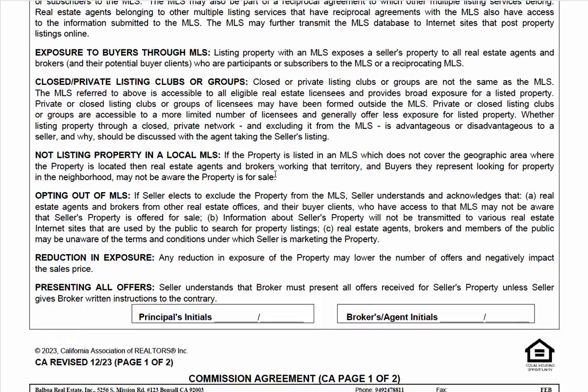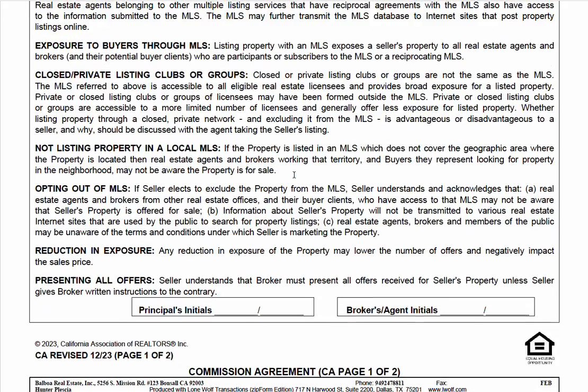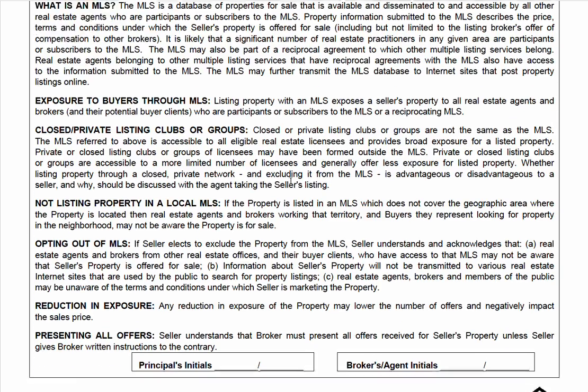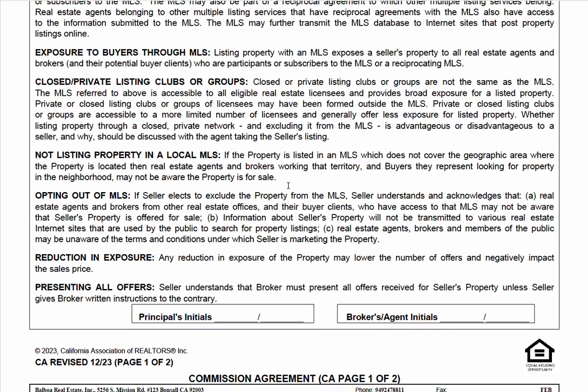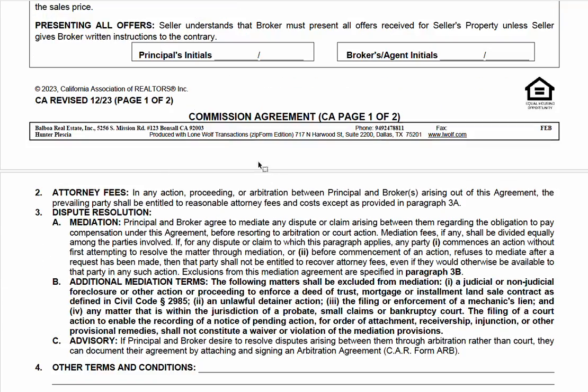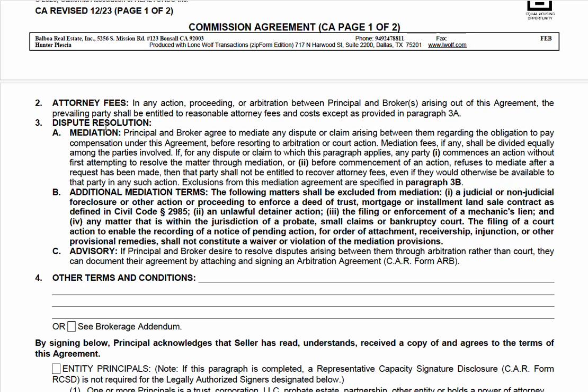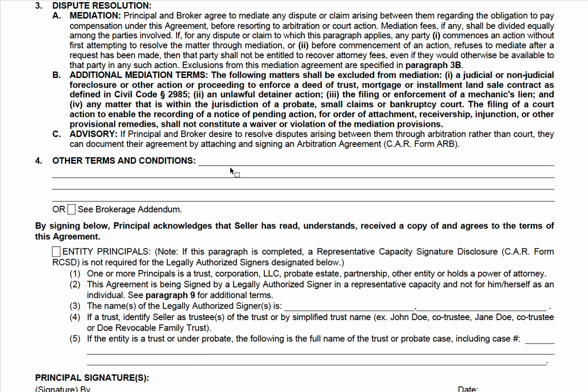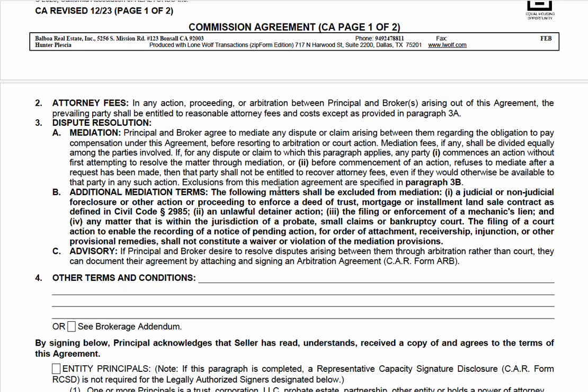We have the same MLS thing, which is somewhat unnecessary, but whatever. It's harmless. Party's initial, a little mediation clause. And this form, you can see right here, and other terms and conditions, write in whatever you want here. Just think, at its core, a form can be done on a dinner napkin.